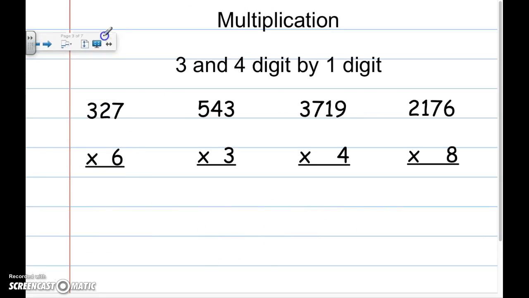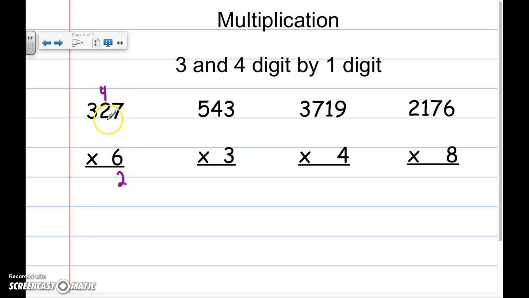Okay, so let's talk about how to do 3-digit and 4-digit by 1-digit multiplication. So 7 times 6. Let's look at that. 7 times 6 I know is 42. So I'm going to write down the 2 and I'm going to carry the 4.